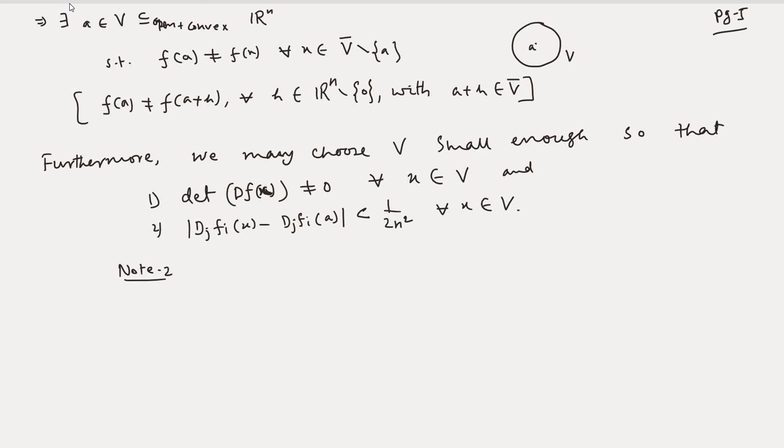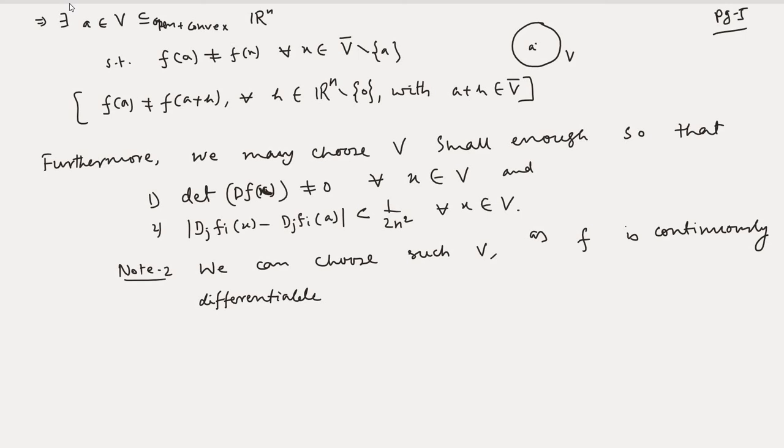We can choose such V because f is continuously differentiable around A. Okay, we can choose such V as f is continuously differentiable around A, so that V is an open neighborhood of A. Now we claim, this is claim 1: f is injective on V.